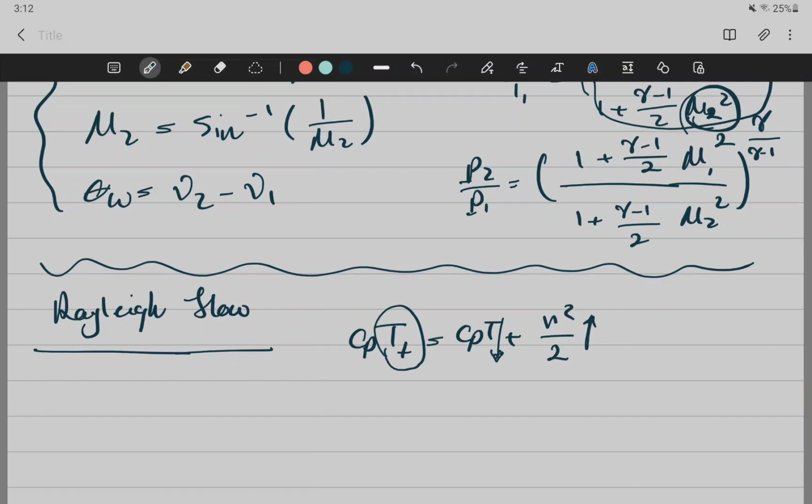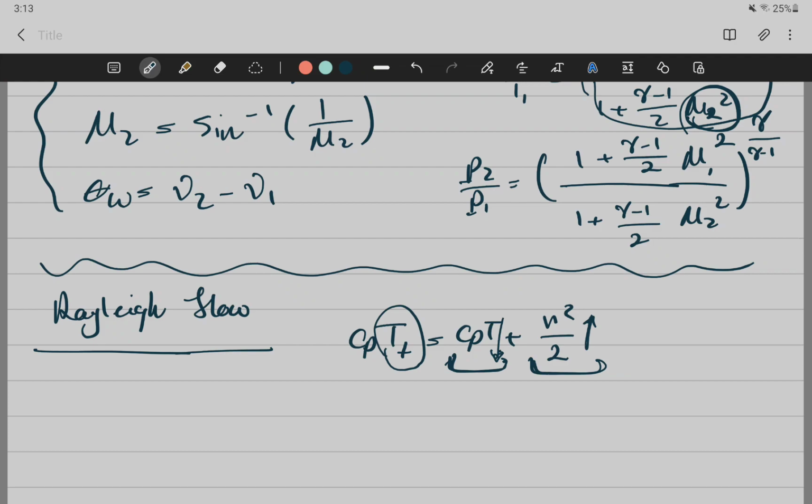Let me go back a little bit. What does this stagnation temperature represent? The temperature at the stagnation point, but there is no real stagnation point, is there? It is literally by definition the static temperature plus the kinetic energy. So the internal energy plus the kinetic energy. So what does it represent? The total energy of the system.